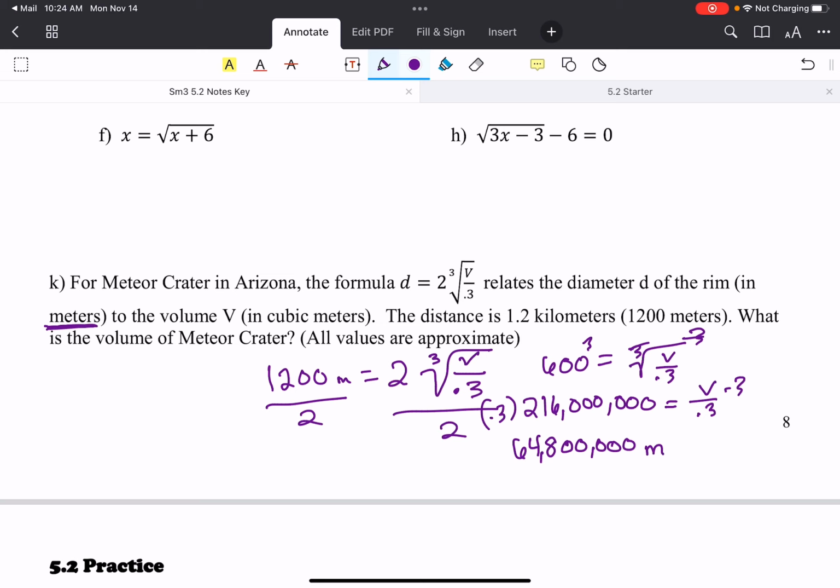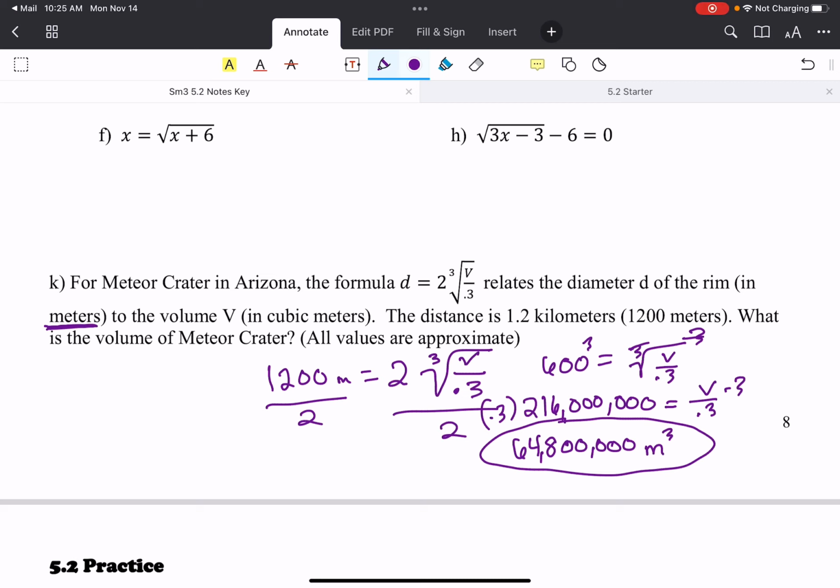Where are you guys getting a sphere from? Is there the word sphere in there? We don't know if the crater is a sphere. What they're saying here is that they already figured out, based on whatever shape the crater is, how we compare the distance and the volume. So all that needs to happen is this should be meters cubed, because this is not a distance, this is my volume. We don't have to worry about what shape the crater is, because this formula is already figuring out how the distance, which is the diameter, that's why those words are interchangeable, relates to the volume. You with me?